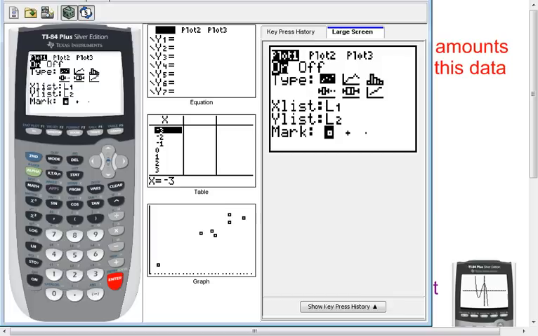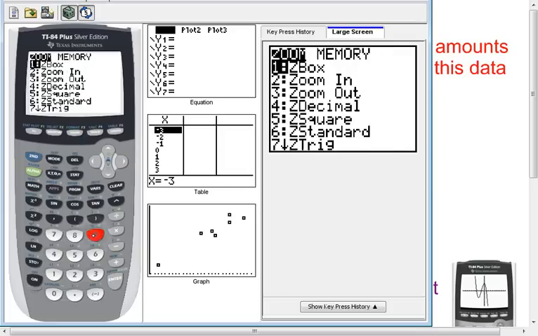Then where it says X list, you need to tell your calculator where you put, in this case, the fat grams. I put mine in list 1, so my X list should say list 1. And my Y list, in this case, is the calories, and so I put that into list 2, and so it should say list 2. And then I want you to hit zoom, and 9.